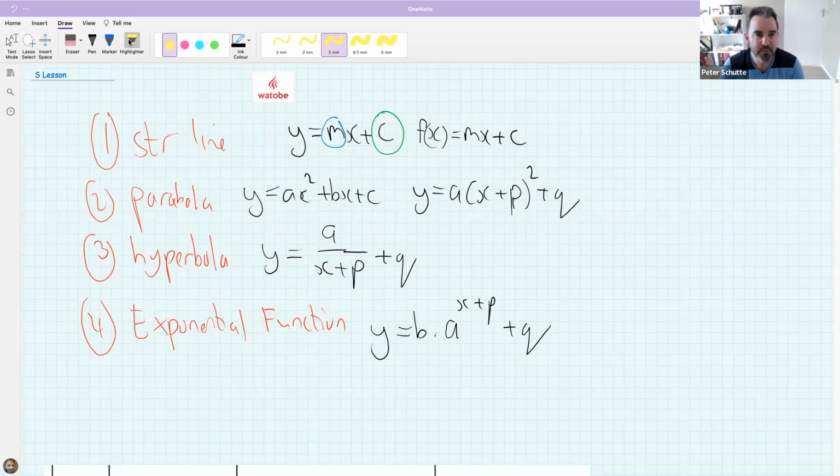Now, if I'm scanning to see whether something is a parabola, I'm looking for the power of 2. That is how I recognize parabolas. If I am looking for hyperbolas, I'm looking for an x in the denominator. And if I'm looking for exponential functions, I'm looking for the x as the exponent. So that's how you would recognize these. The other values, like a, affect the steepness of the graph, the p affects the horizontal shift, and the q affects the vertical shift.